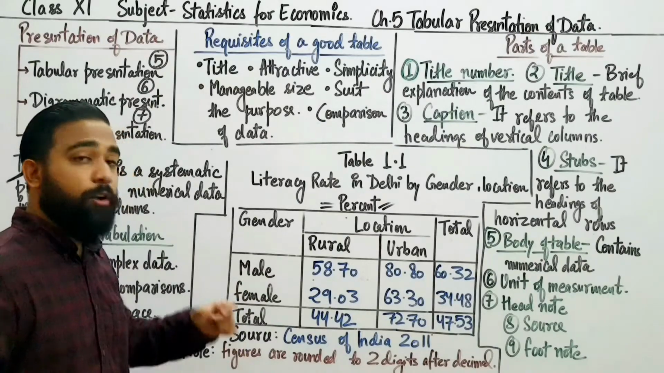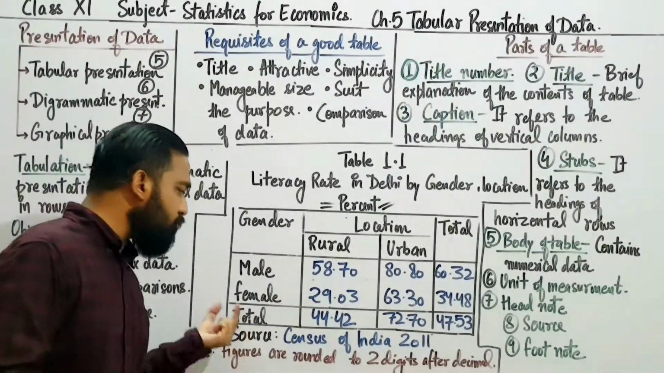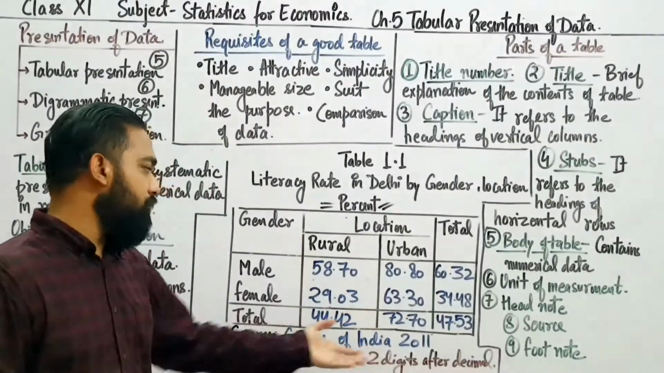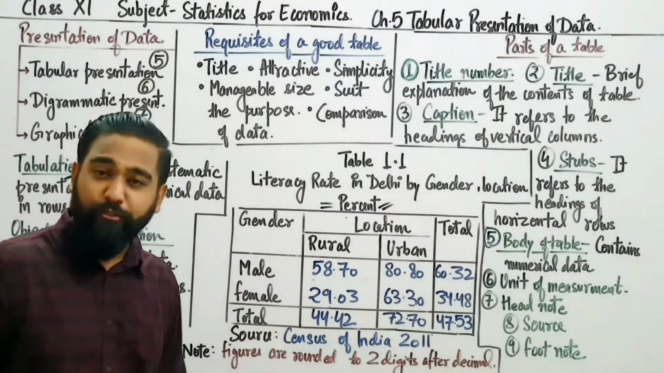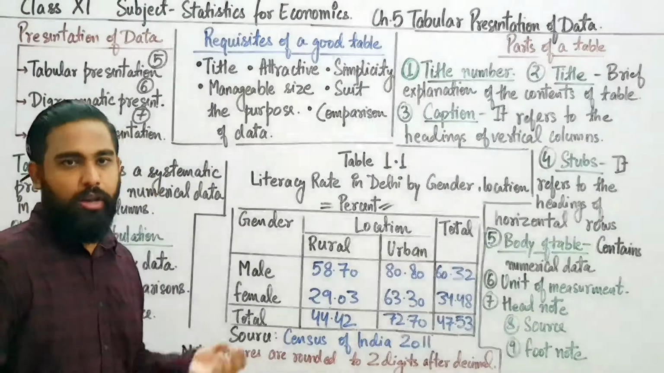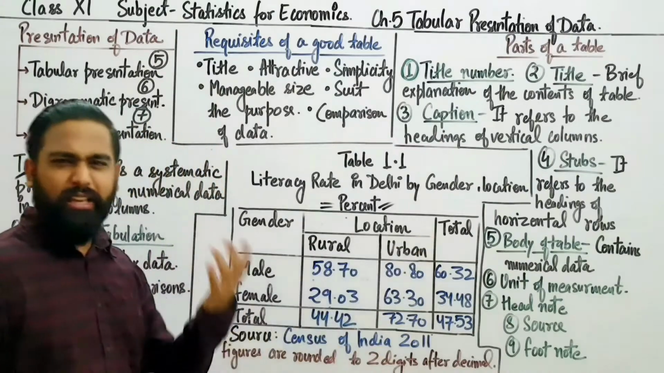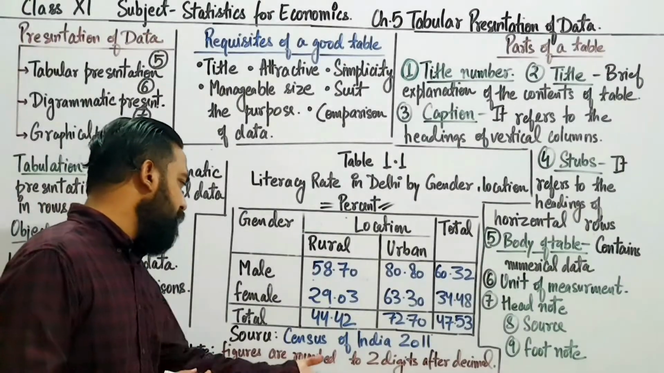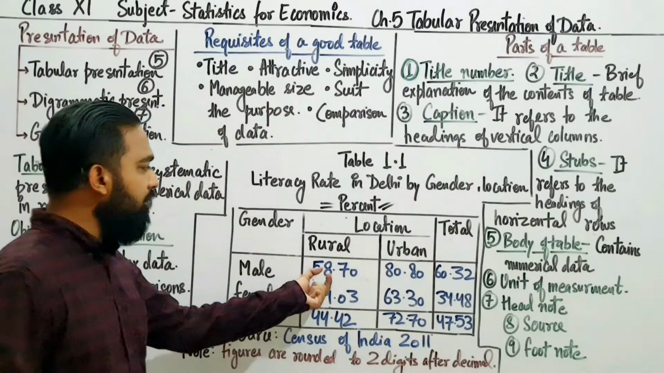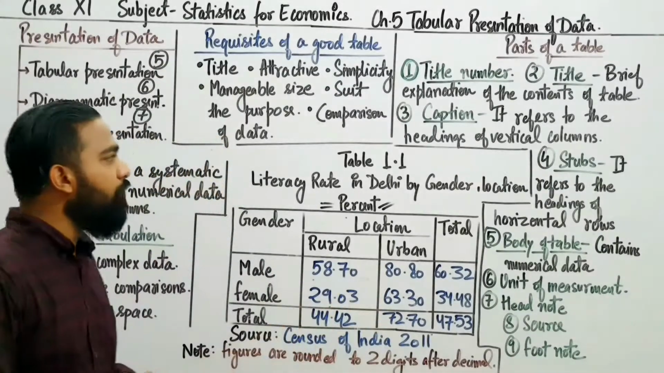Now, the source. From where you have taken this data, that is important. So I have to mention the source, and the source is Census of India 2011. So this is the government data which I have taken from, and I have to mention from where I have taken this data. Now the last one is footnote. Under the footnote, there is one note which you have to tell about anything you need to tell. Suppose I have used this footnote of figures are rounded to 2 digits after decimal. I am telling that after decimal I am taking only 2 places. Fine. So this is the footnote.